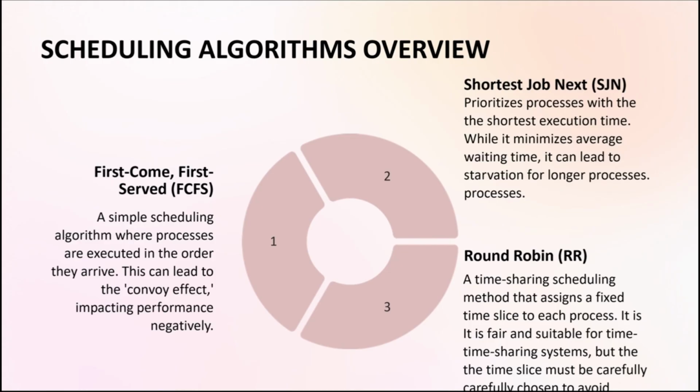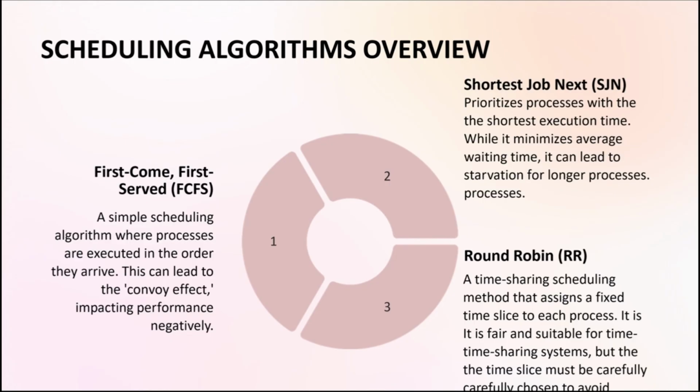The scheduling algorithms, also how to say, types of scheduling. We have first come, first serve, FCFS. It's a simple scheduling algorithm where processes are executed in the order they arrive. This can lead to the convoy effect, impacting performance negatively. So for this scheduling algorithm, it's according to how the process comes in. The first process that comes in is the first process that's going to execute first.